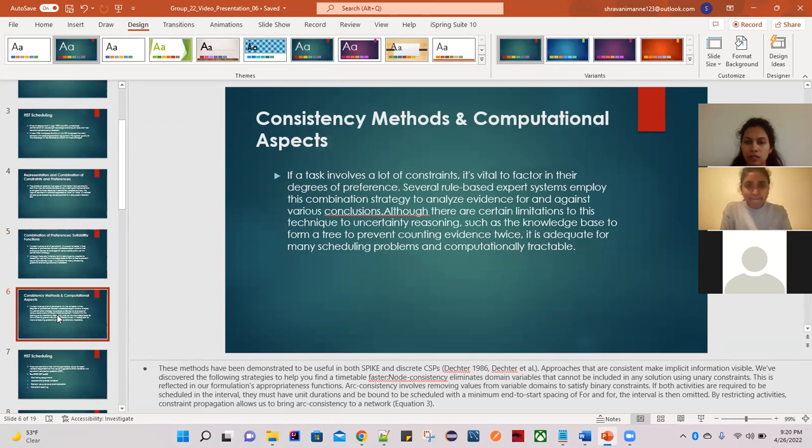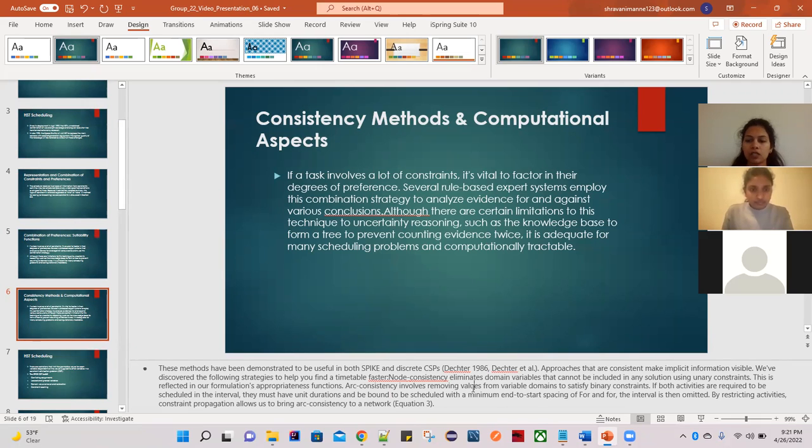Coming to the consistency methods and computational aspects, these methods have been demonstrated to be useful in both SPIKE and discrete CSPs. All these approaches are consistent, making implicit information visible. There are certain strategies to help find the timetable faster. Node consistency eliminates domain values that cannot be included in any solution.